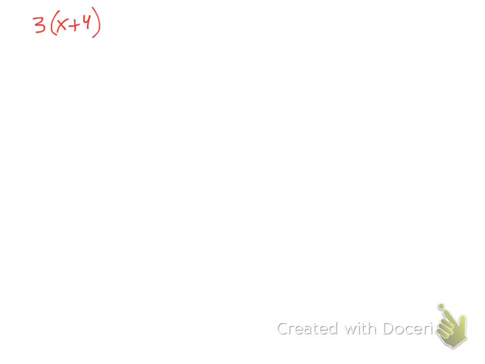So, try this one on your own. 3 times the quantity of x plus 4. This would be using the distributive property. So to do this problem, 3 times x, which equals 3x, and we have 3 times 4, which would be a positive 12. And so the answer, when we expand it, this is called expanding as well, using the distributive property, I get 3x plus 12. Probably not too many questions.